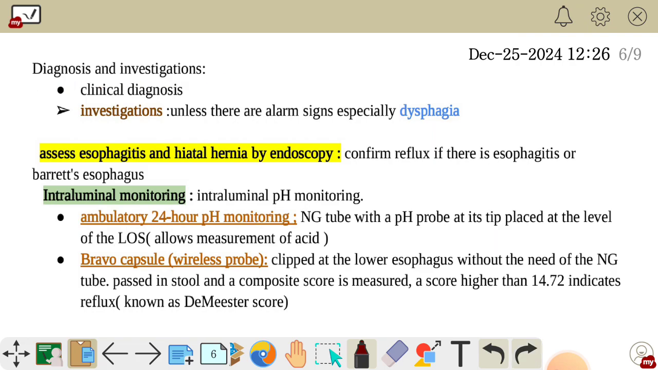Okay, so diagnosis and investigation. Mostly diagnosis is clinical. We just look at the clinical features and we start treating the patient. But if we have alarming signs, more especially dysphagia, then we will also do further investigations, such as assessing esophagitis and hiatal hernia by endoscopy. So we'll do the endoscopy to assess the esophagitis and hiatal hernia.